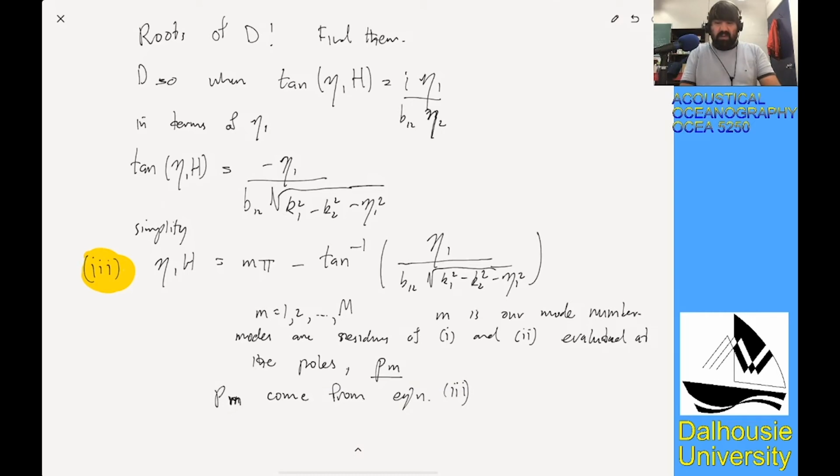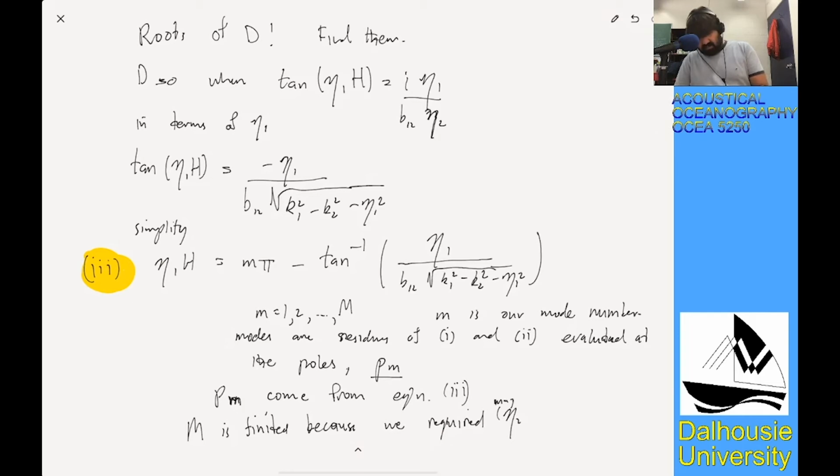In the same way that we made our answer a discrete summation with the idealized waveguide by using the finite sine Fourier transform, now we're coming to that same discrete formulation here, but it's coming out of the theorem of residues. M is finite because we required the imaginary part to be less than 0.